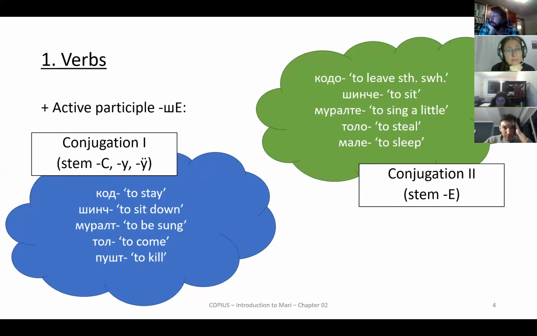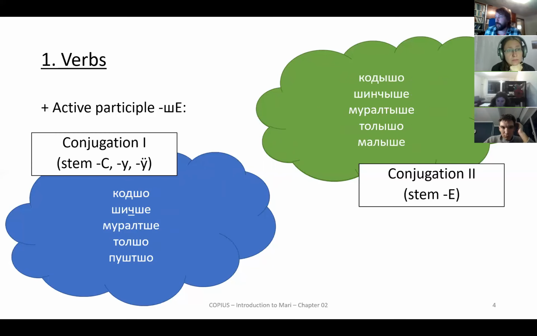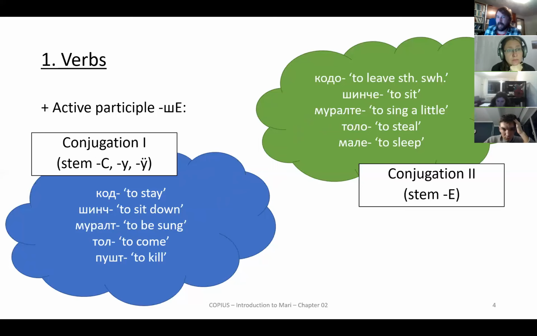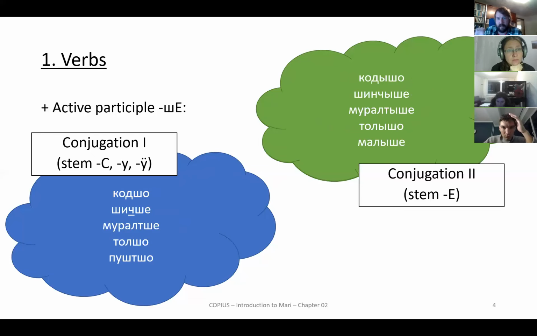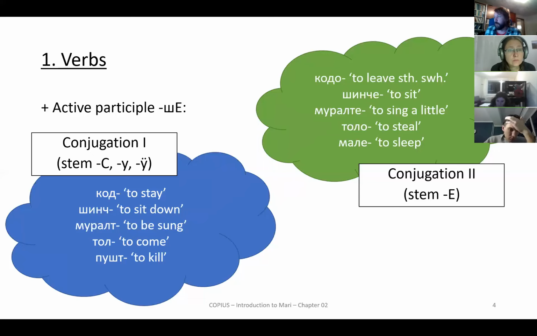And if we take this she, sho, she, and we attach it to verbal stems, we will have here kot, to stay, becomes kotcho. Shinchash, to sit down, becomes shitshe. This consonant cluster, shinche, would not be allowed in Mari phonotactics, so the consonant cluster is simplified a bit. Murat gets muralche, tol becomes tolsho, push becomes pushcho.